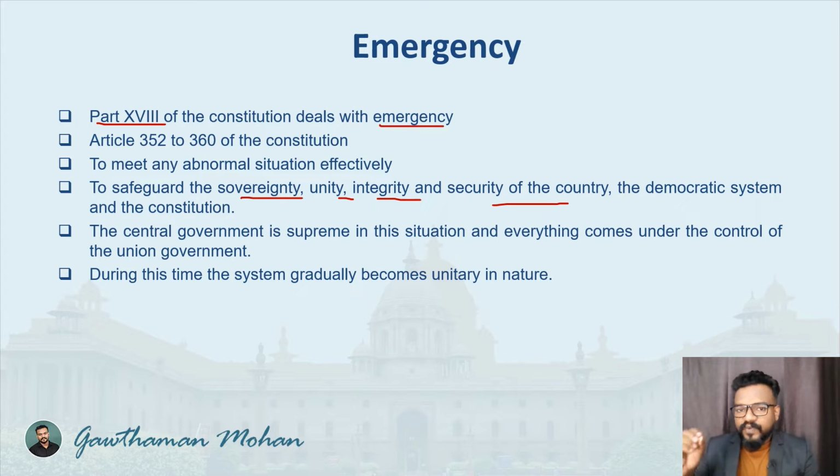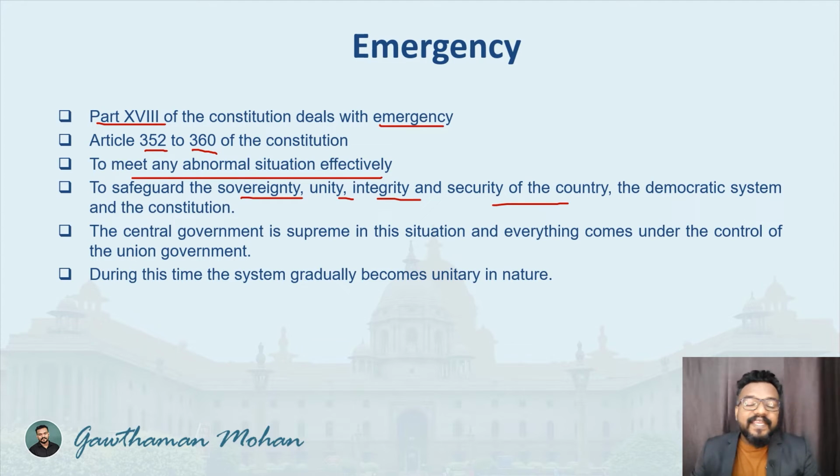But we need to clearly understand the constitutional provisions regarding the emergency. Where is it mentioned in our Constitution? We already mentioned that Part 18 of the Constitution deals with the emergency, and in Part 18, Article 352 to Article 360 of the Constitution deals with emergencies. From 352 to 360, the Constitution clearly explains the emergency in our country.